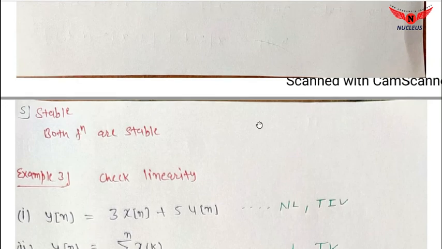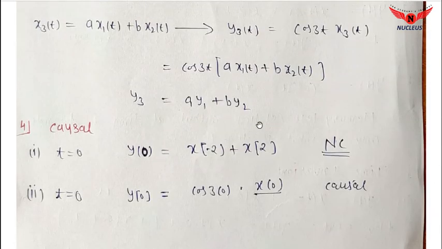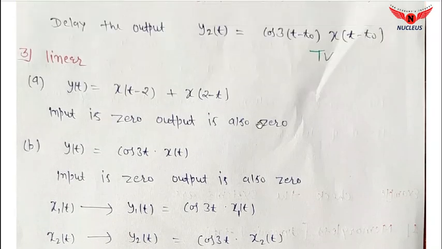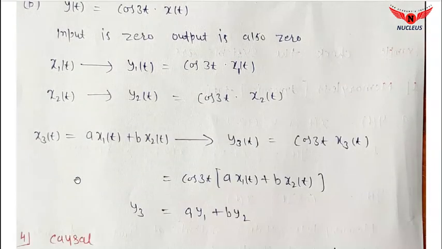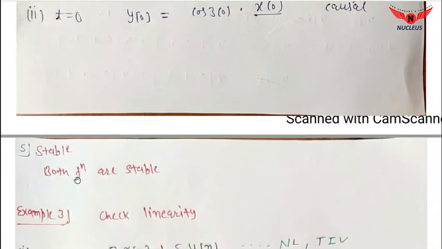And both the systems are stable. In this equation and this equation, when x(t) is bounded, y(t) is also bounded. So both the systems are stable.